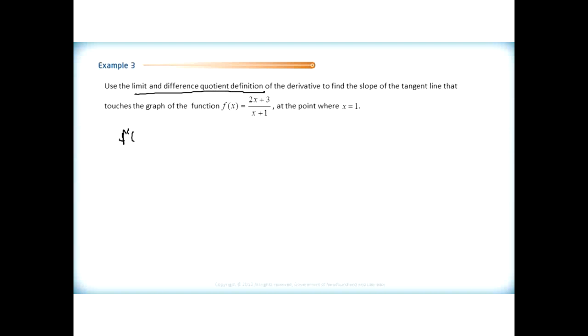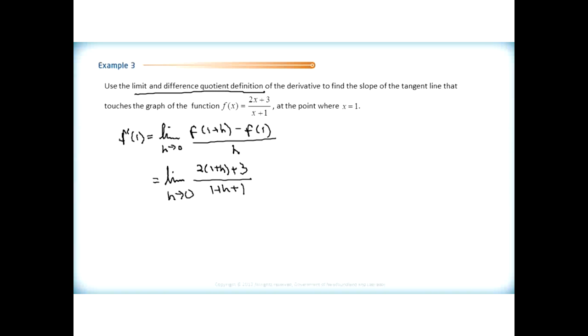So we've got f prime of, in this case, 1. That's going to be the limit as h approaches 0 of f of 1 plus h minus f of 1 all over h. For f of 1 plus h, I take my function and change the x's to 1 plus h. So it's 2 times 1 plus h plus 3, all over 1 plus h plus 1. And then subtract f of 1, which is 2 times 1 is 2, plus 3 is 5 on top, and 1 plus 1 is 2 on the bottom, and that's all divided by h.